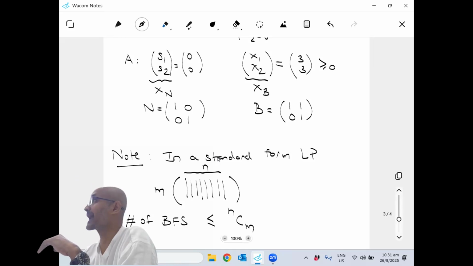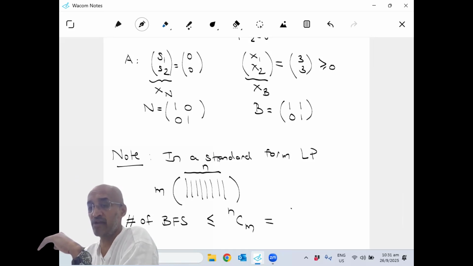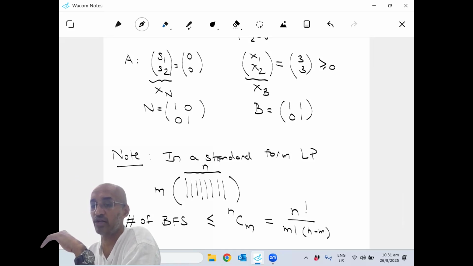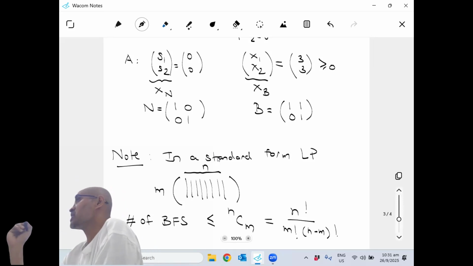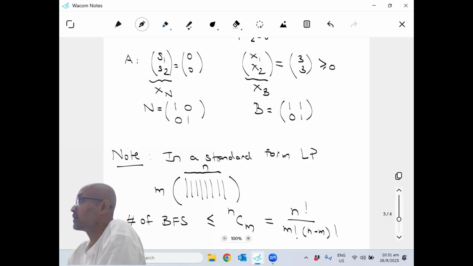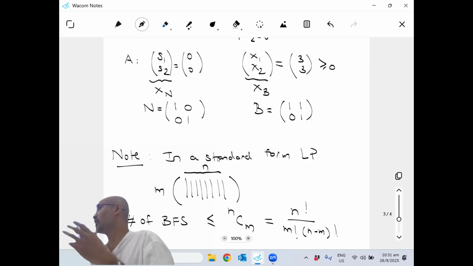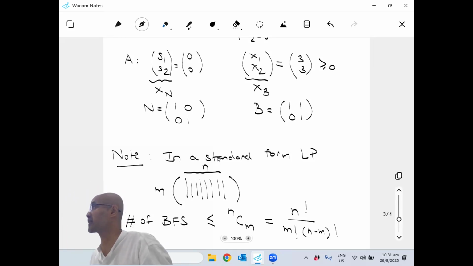Out of n columns, you pick m. This is going to be n factorial divided by m factorial times n minus m factorial. So this is the first challenge in linear programming. This number as a function of n and m does not grow polynomially. It grows exponentially if m is, for example, of the order of, let's say, n by 2. Let's say I've got 100 variables, I give you 50 constraints. This is 100 choose 50. That's an exponentially large number.